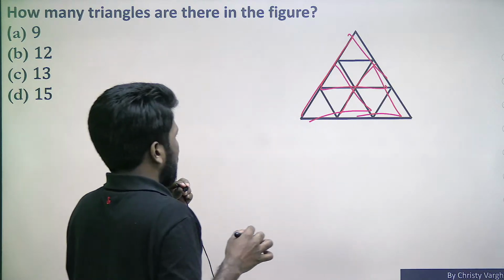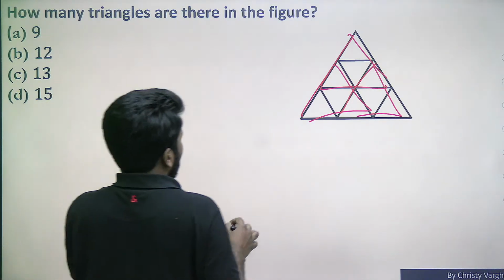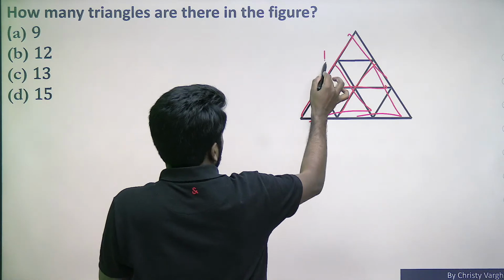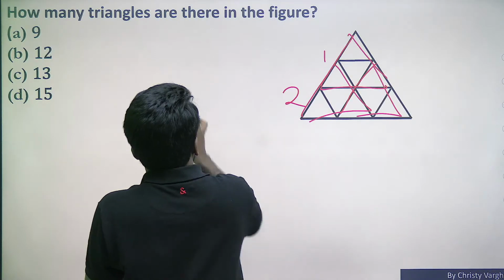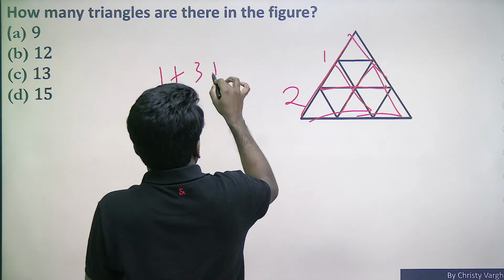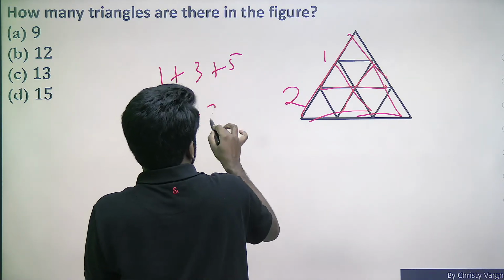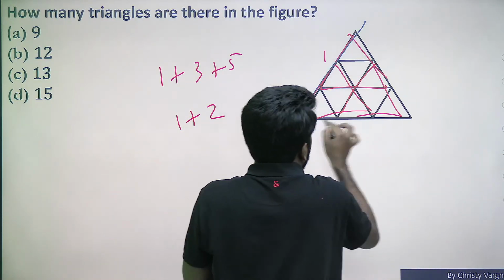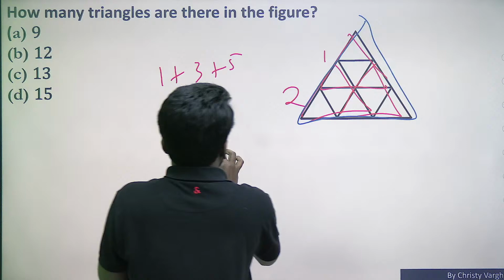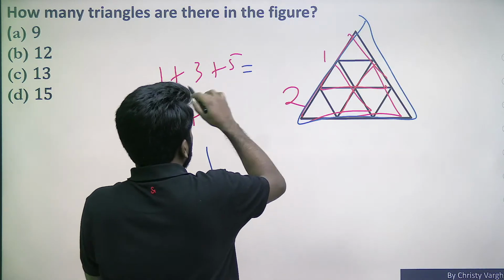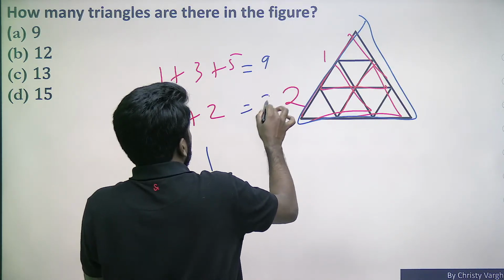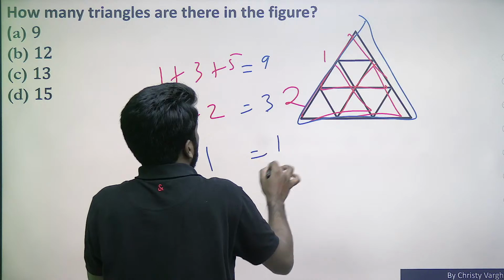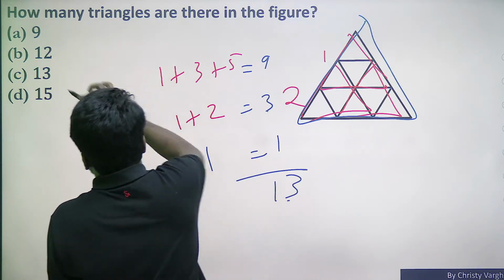Can you all see this 3? 1, 2, 3. That means 1 here and 2 here. That means 1 plus 3 plus 5 and 1 plus 2. Then the 3 row involved triangle is there. That is only 1. This one. That is also there. So counting all these you will get 9, 3, 1. That is 13 will be the answer.